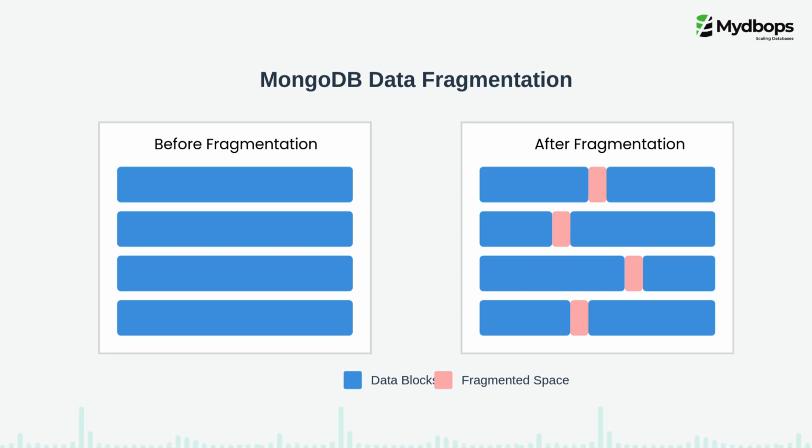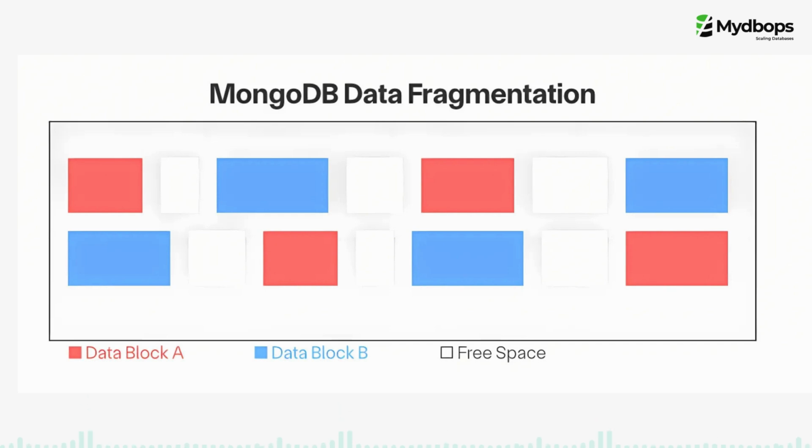So how bad can this fragmentation thing really get? Is it just a minor annoyance? Or can it actually bring your whole system to a grinding halt? Well, it can be anything from a little sluggishness to pretty serious performance problems. Think about it. If your data is scattered all over the place, your queries have to work a lot harder to find what they need.